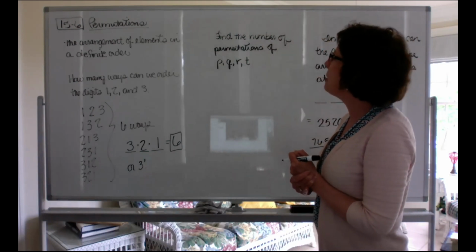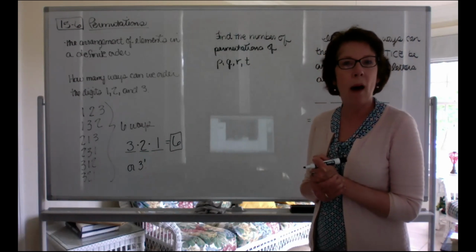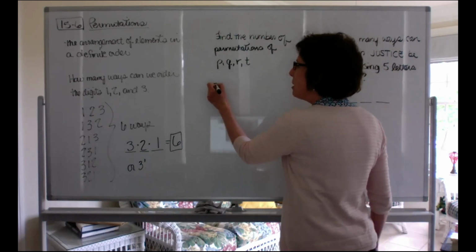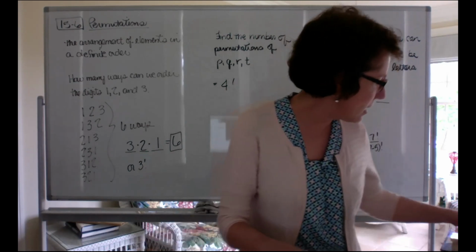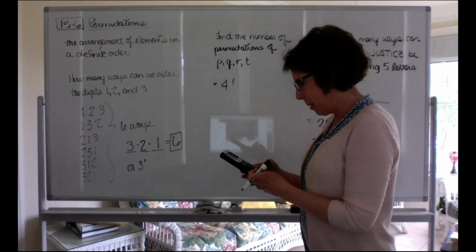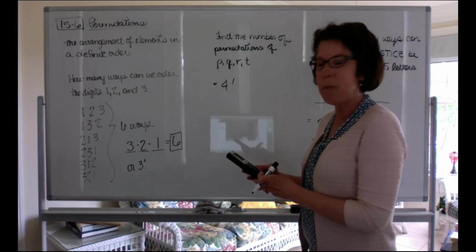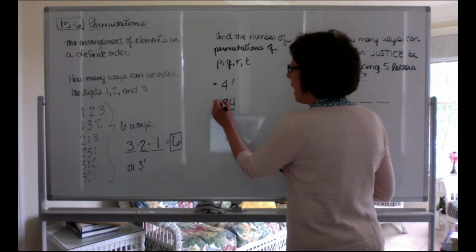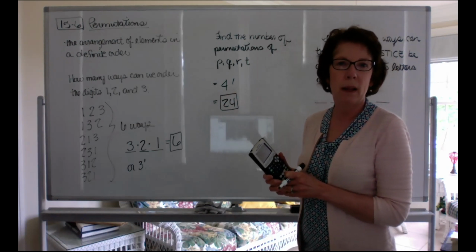Find the number of permutations of the 4 letters P, Q, R, and T. Well, how many things am I putting in order? 4 things. And so my answer is simply 4 factorial. Let me go ahead and see what that is. 4 factorial. I'm going to enter in a 4 and then do math and go over to probability. And I'm going to hit number 4. And I have 24 ways. So there are 24 ways for me to order those 4 letters.